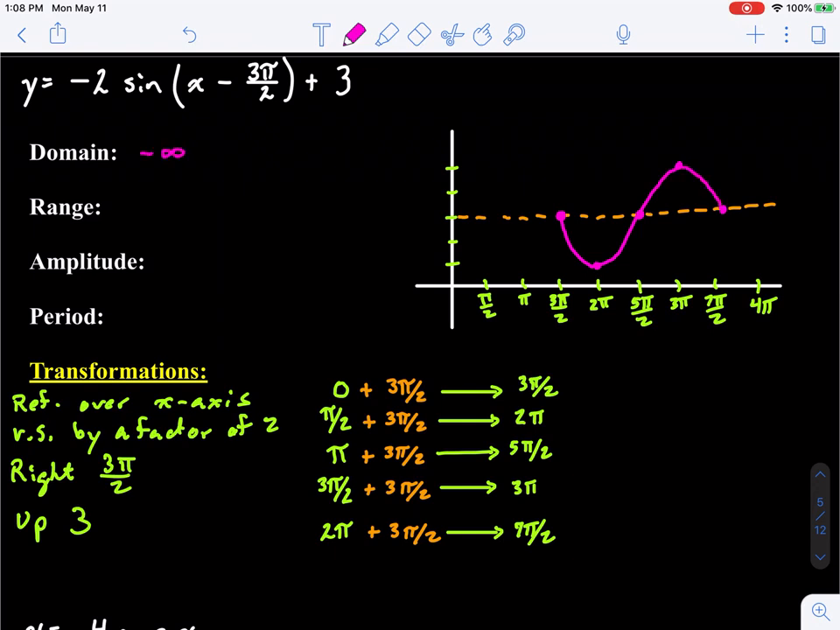Your domain is going to be negative infinity to infinity. Range falls between positive 1 and 5. Amplitude is 2. And the period is still 2 pi.